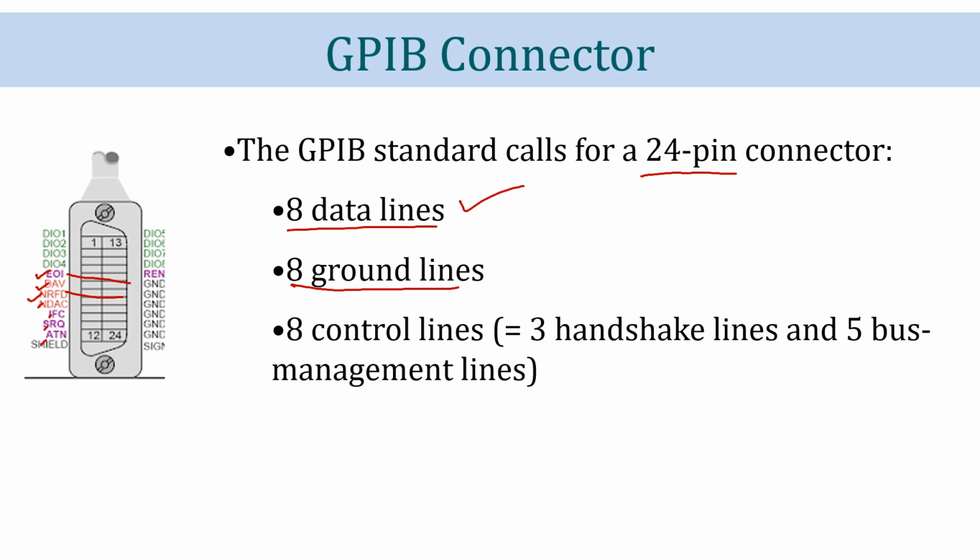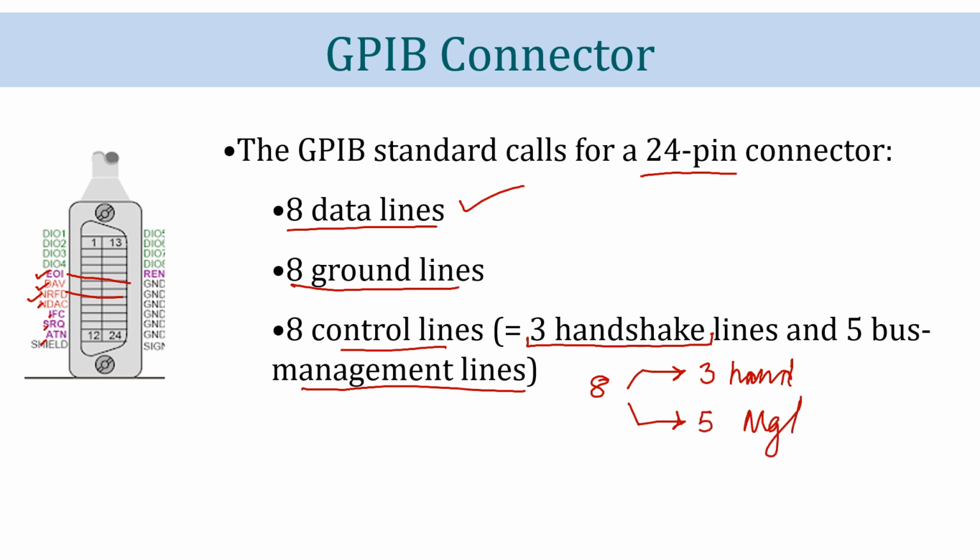So, we have 8 data pins, 8 ground pins, and then 8 control pins. Now, out of the 8 control pins or 8 lines, 3 will work as handshake signals and 5 will work as management pins or management lines. So, these 8 are further divided into 2 subcategories, that is, 3 work as handshake, but they are all used for controlling purpose, and 5 are used for management. So, these are the total 24 pins.